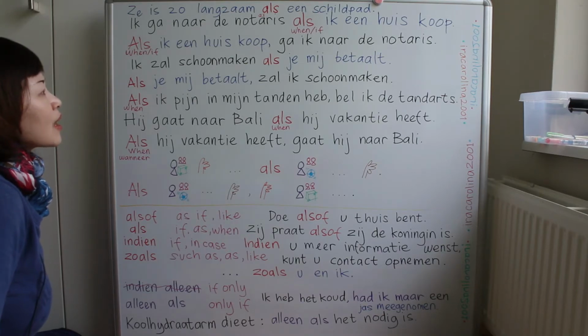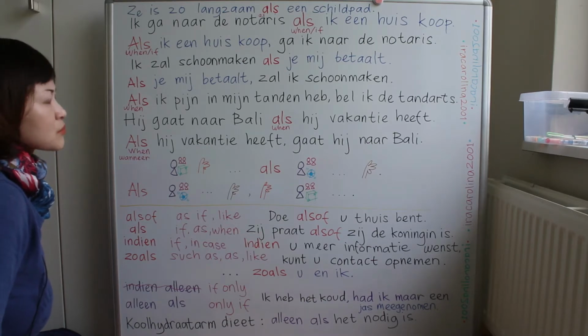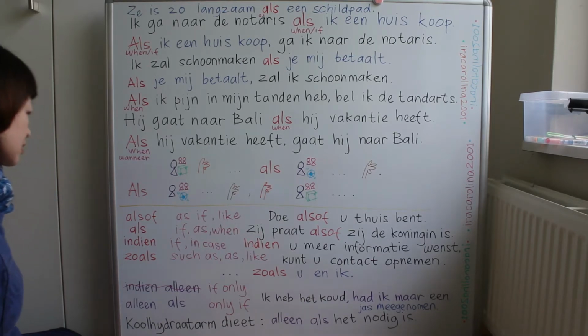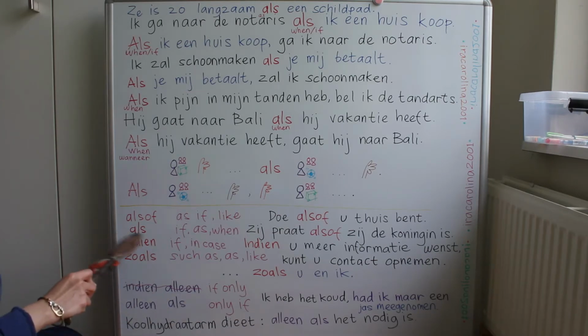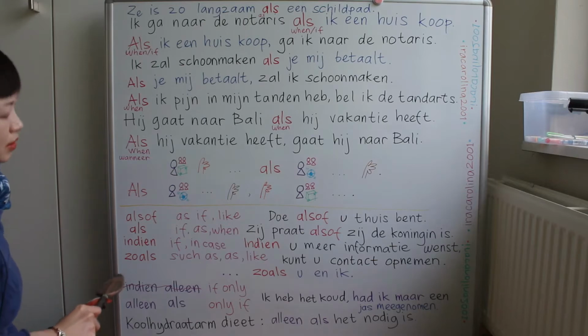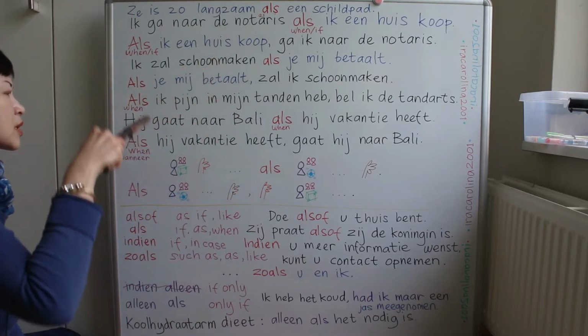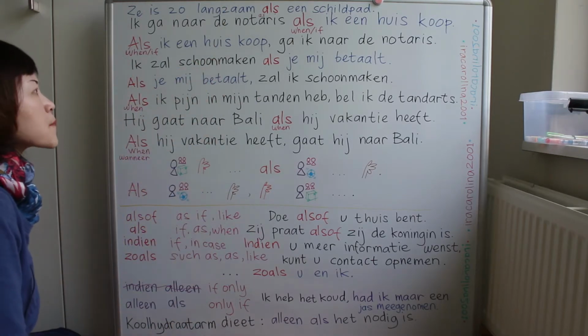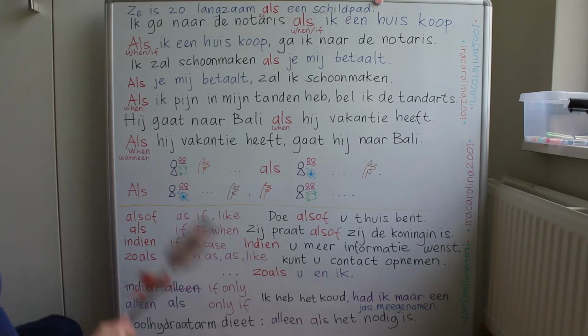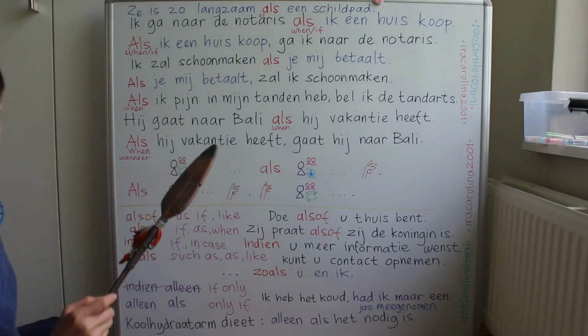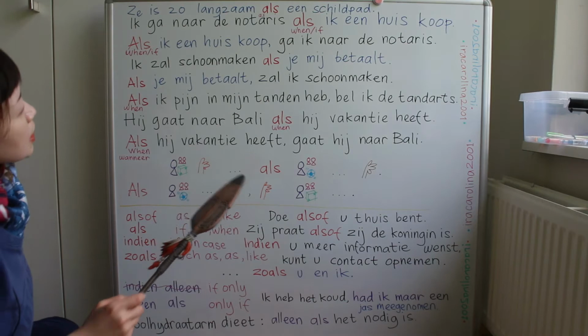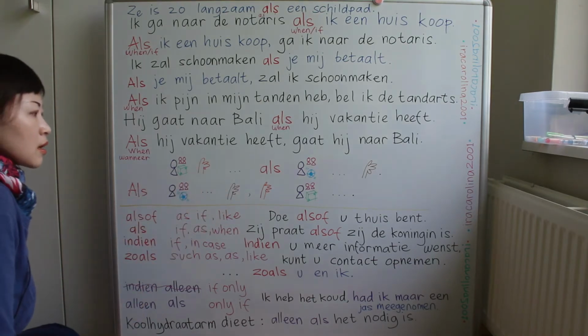And "als" also works sometimes for "as". So this "als" can be "if", can be "as", can be "when". We will learn about this here in the sentences. But here are the rules.